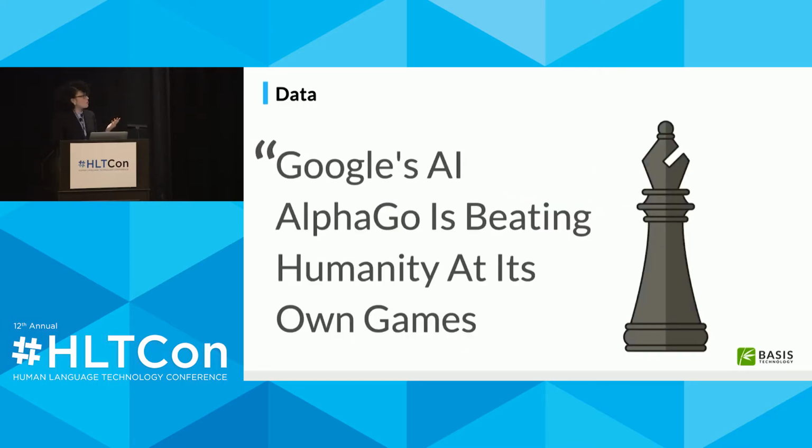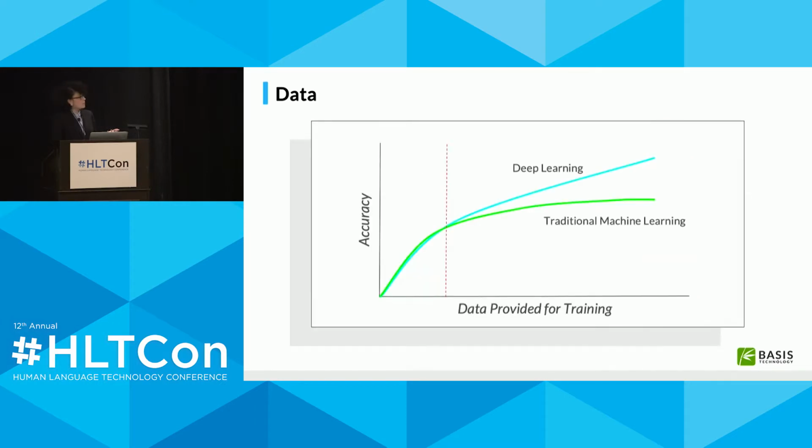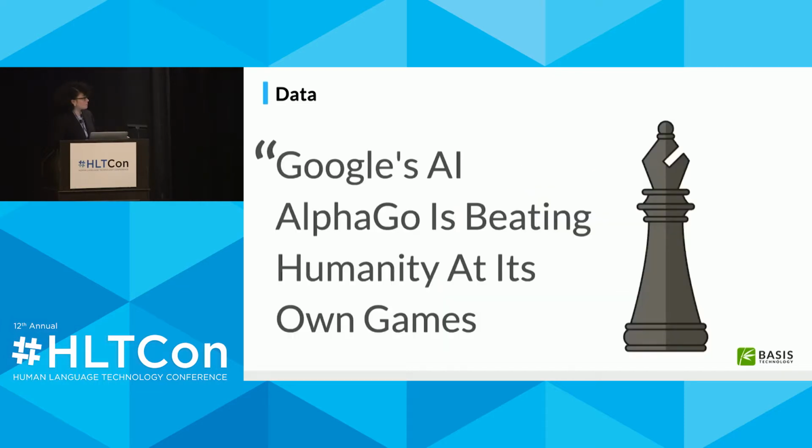And so, we've been seeing headlines like Google AI's AlphaGo is beating humanity at its own games, but let's remember that Google had 68 million training examples that powered the AlphaGo system. And so, if you don't have 68 million examples, and for many of the problems that we're all dealing with in this area of human language technology, we may not, there is a balance to be struck and a question to be asked about what the appropriate technology might be.